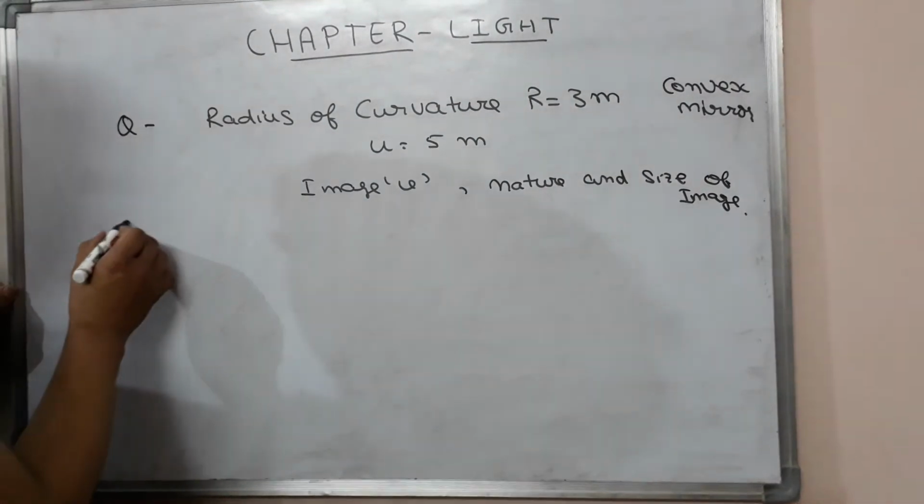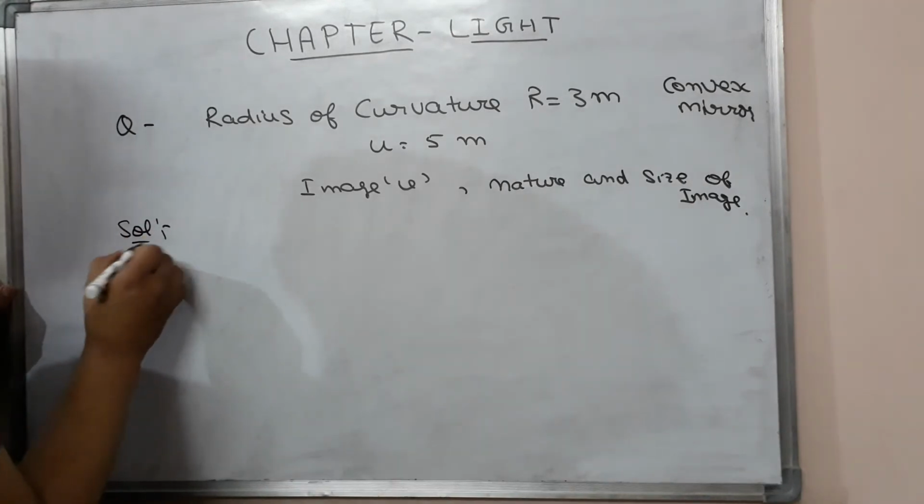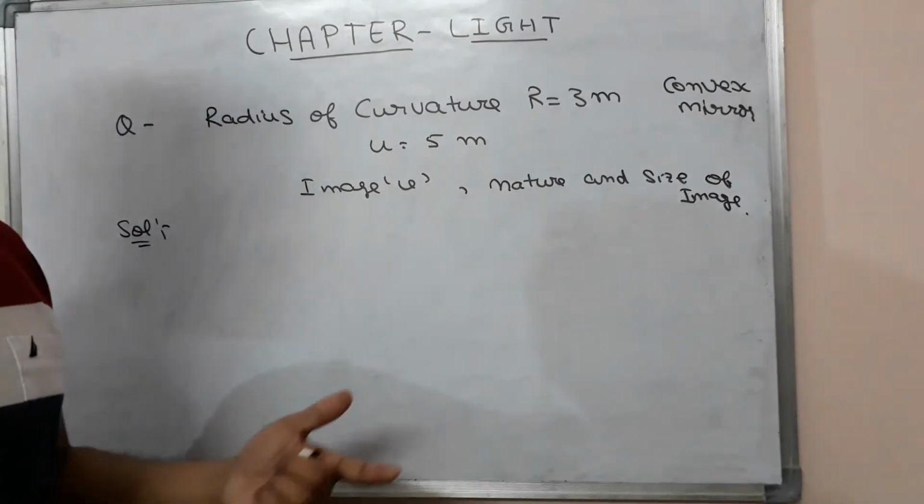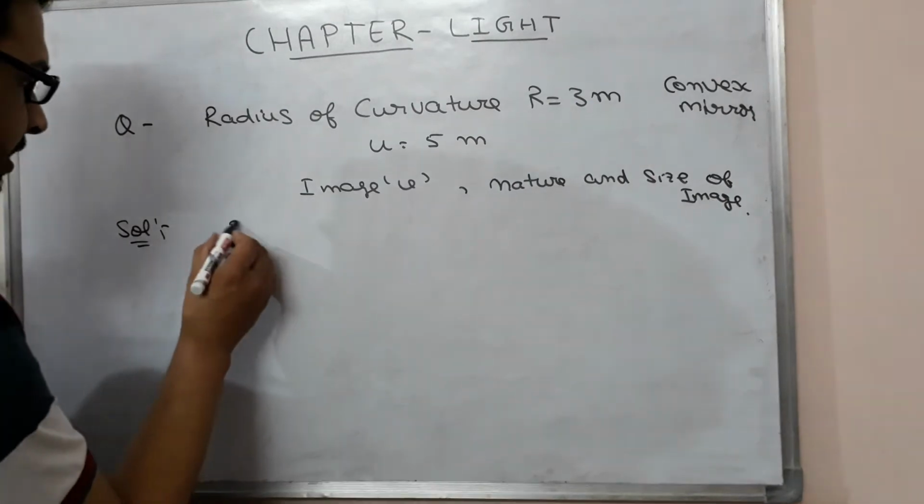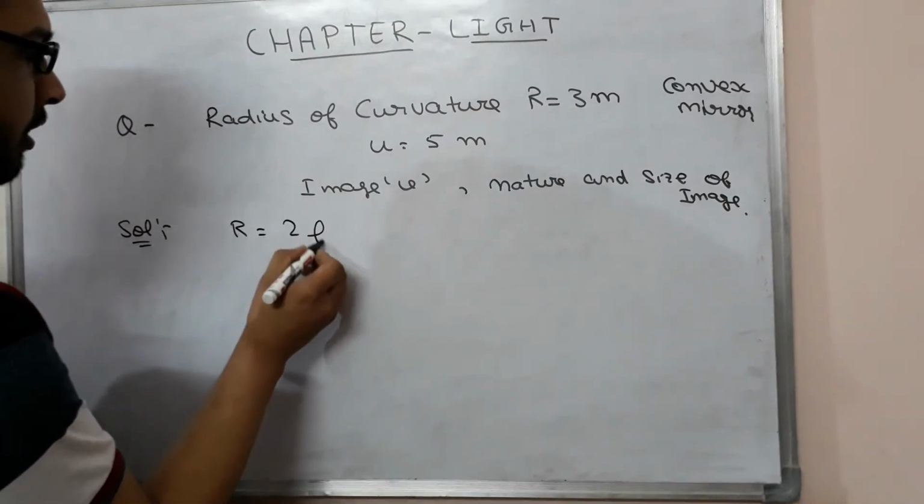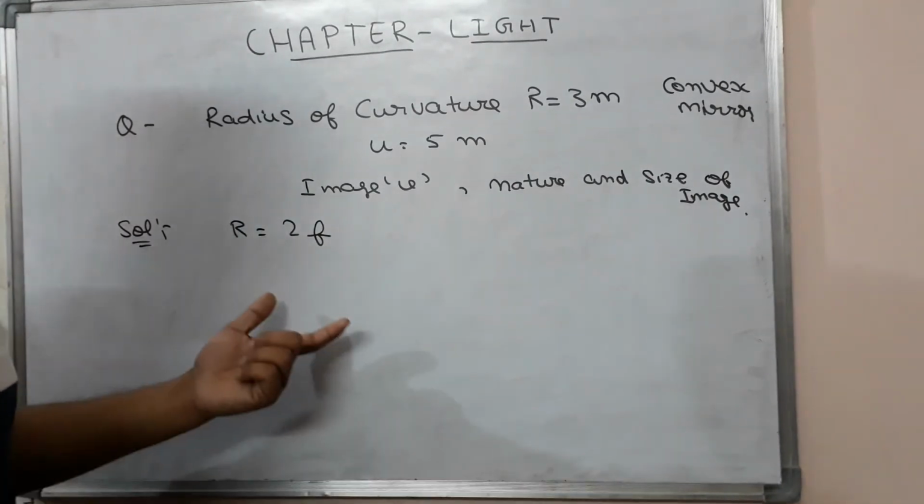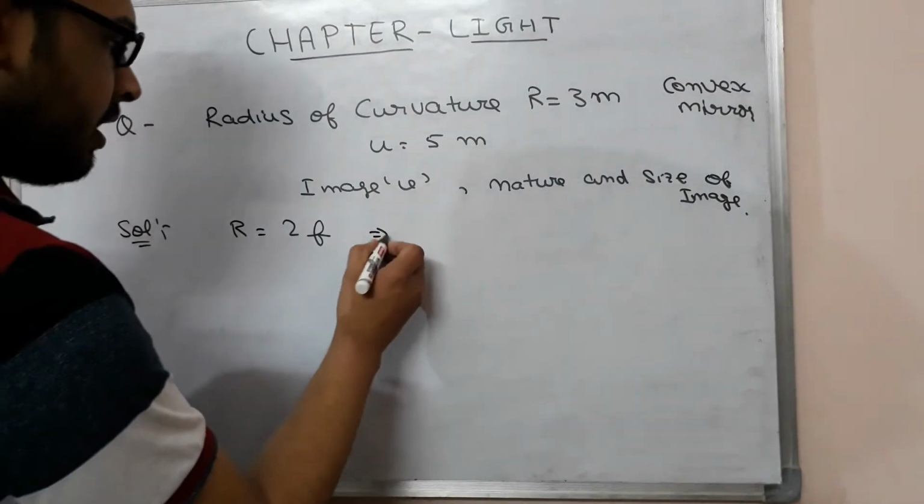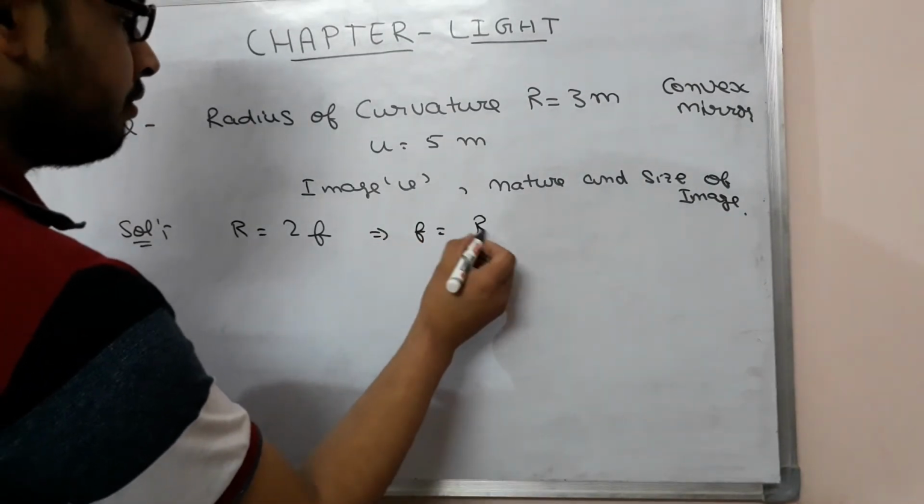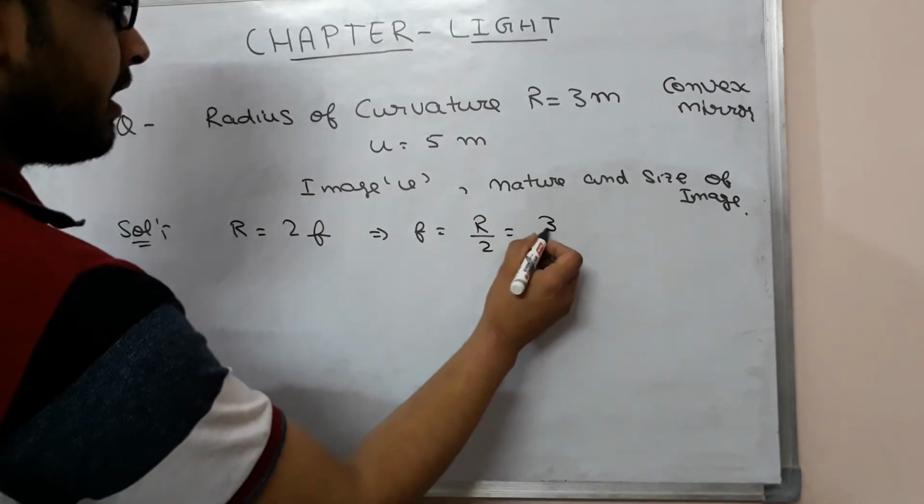Now we have been given the radius of curvature. We know that the relation between radius of curvature and focal length is r is equal to 2 into focal length. From here we can calculate the focal length. f comes out to be r by 2, that is 3/2 meter.